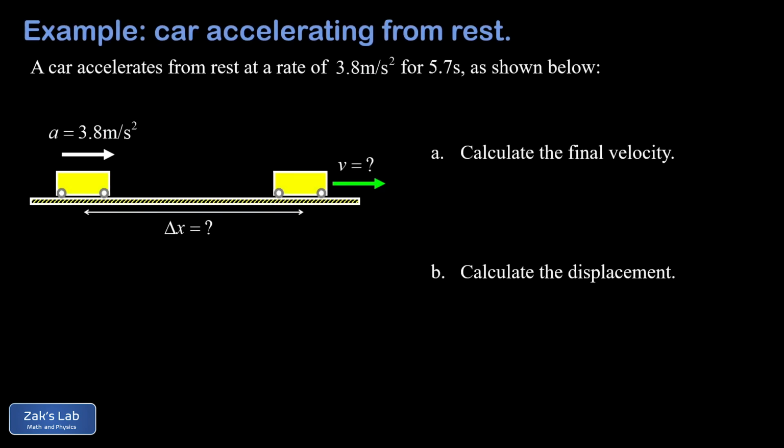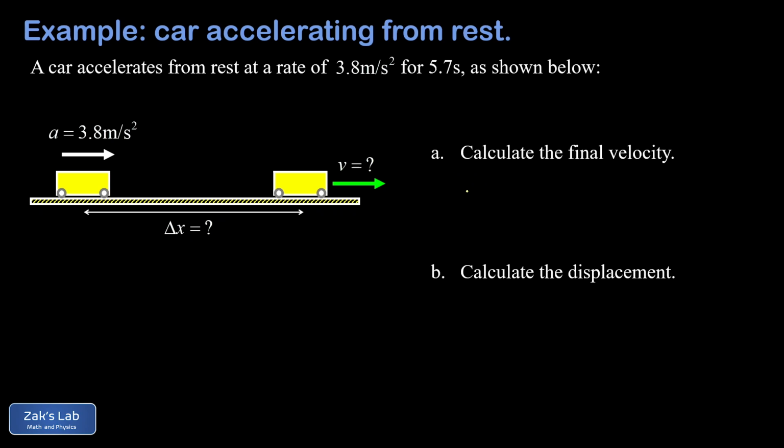In this video, we're solving the simplest variety of constant acceleration kinematics question. So we're told that we have a car that starts from rest, meaning the initial velocity is 0. Then it begins to accelerate at 3.8 meters per second squared in a straight line, and it does this for 5.7 seconds. And the two questions being asked are, what's the final velocity and what's the displacement?